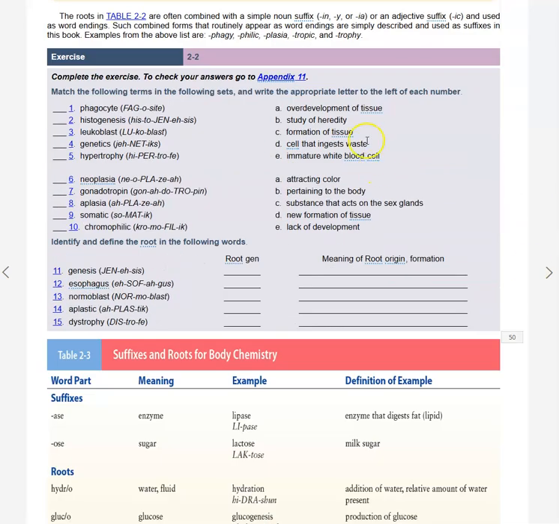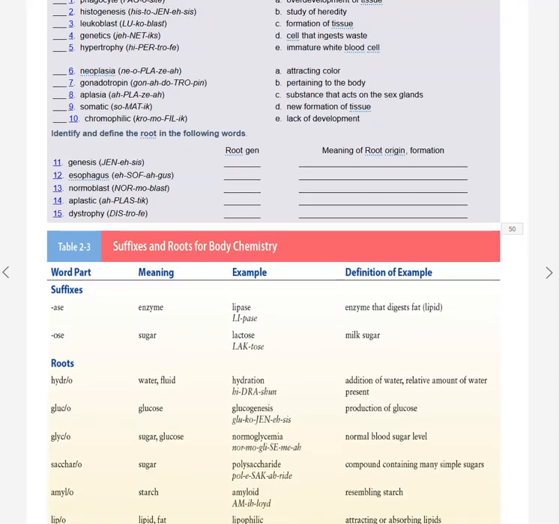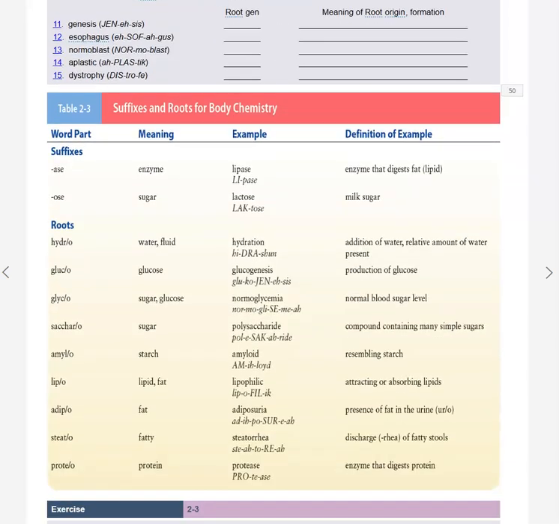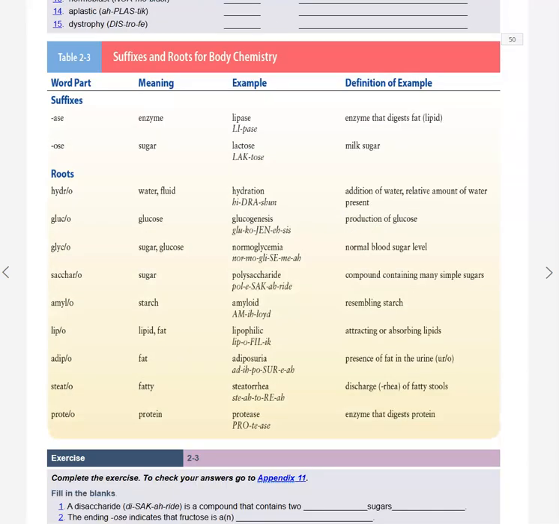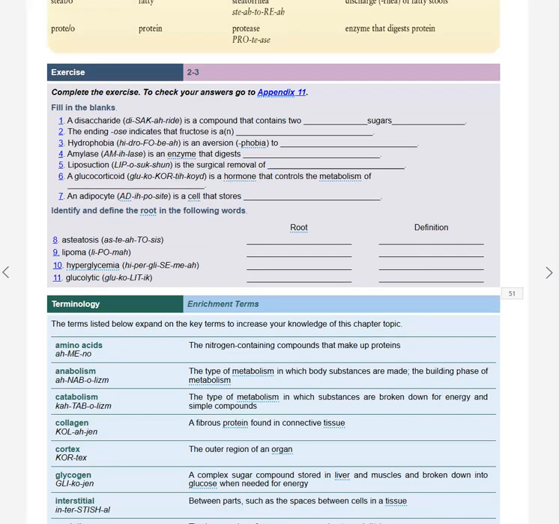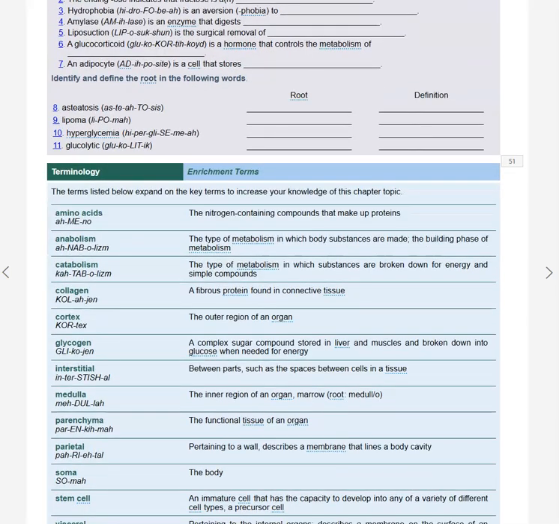Another exercise. By the way, all the exercises and tests are little pre-tests, pre-quizzes, what have you, in the chapters. They're all listed in the appendices or appendixes. Appendix 11 for this particular one is in the book. This textbook is full of information. Another table, suffixes and roots for body chemistry. Again, this is not a chemistry class. I'm not going to test you on those exacts related to chemistry.